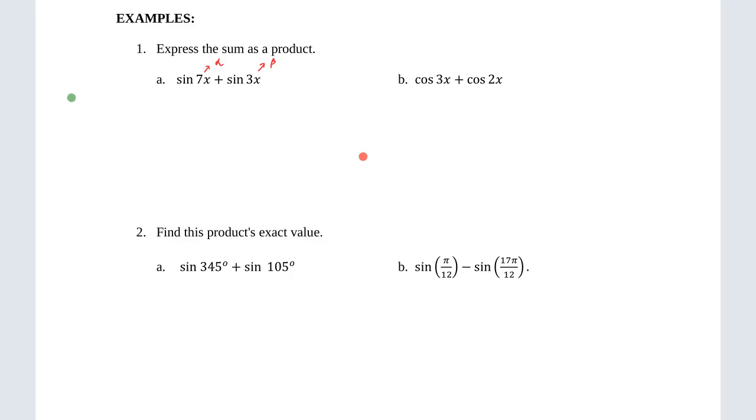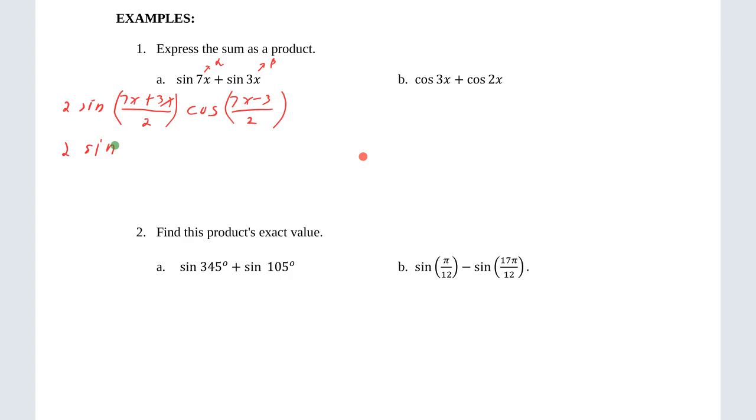So now I will have 2 sine of (7x plus 3x) over 2, alpha plus beta over 2, and then times cosine of (7x minus 3x) over 2. Next, we will be simplifying the two inputs.